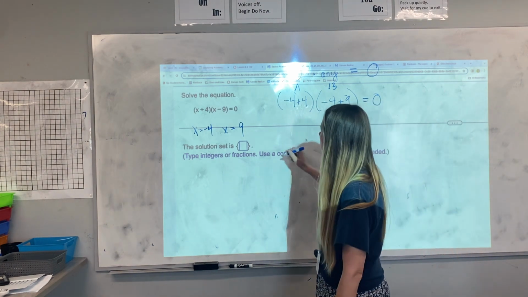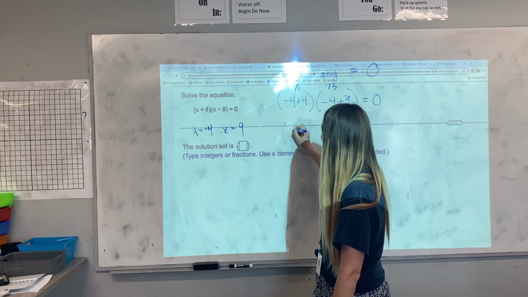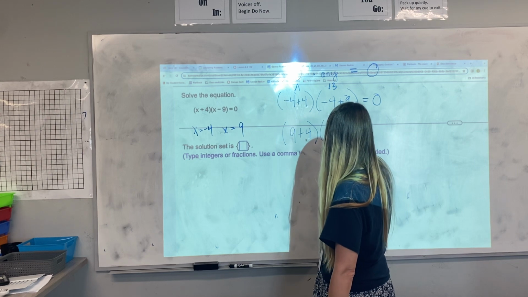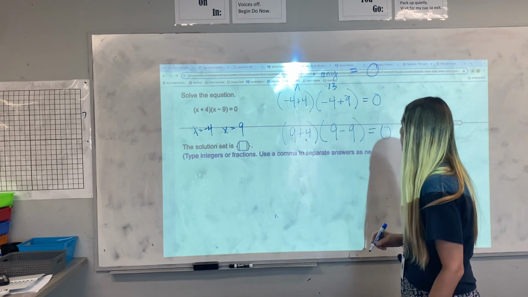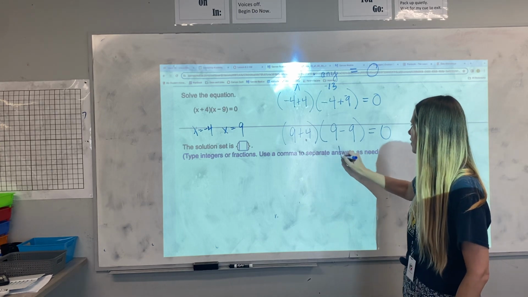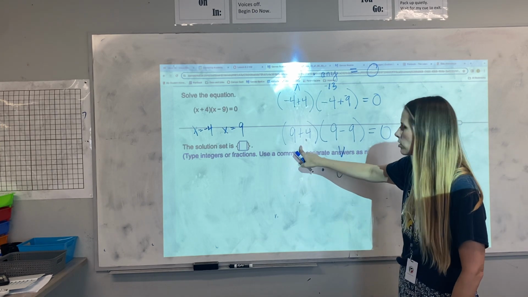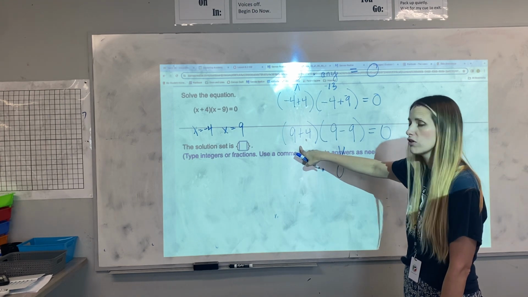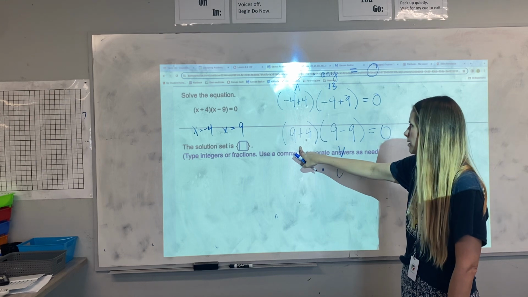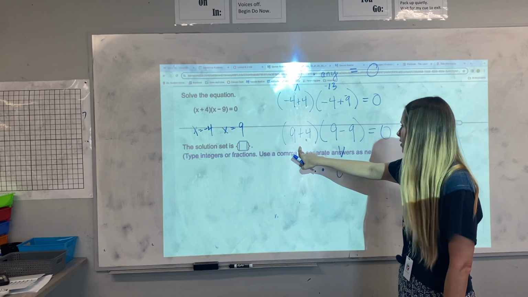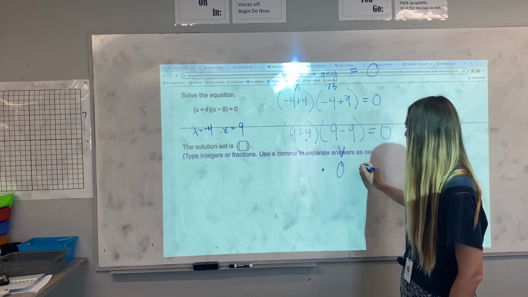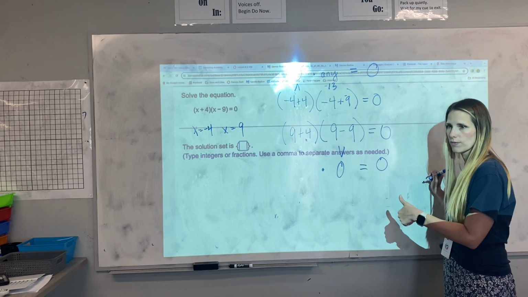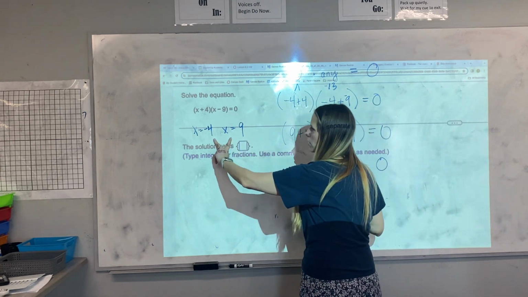Now let's try the other one. The other x value is 9. So if I plug that in, I have 9 plus 4 times 9 minus 9 equals 0. Oh look, 9 minus 9, that's 0. So this literally could be any number. Doesn't matter if it's 0, negative 5, 12.3. It's 13, but it doesn't matter because it's being multiplied times 0, which means that the product is going to be 0, which means that it works and it's true, which means that these solutions are correct.